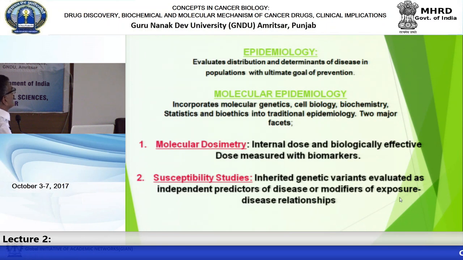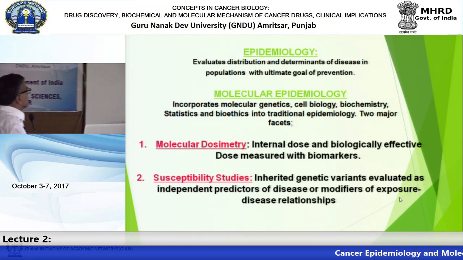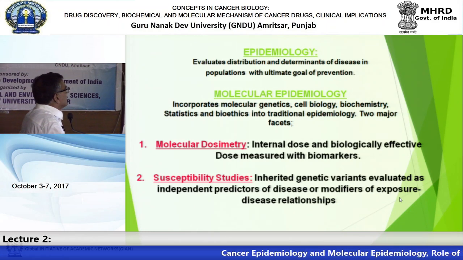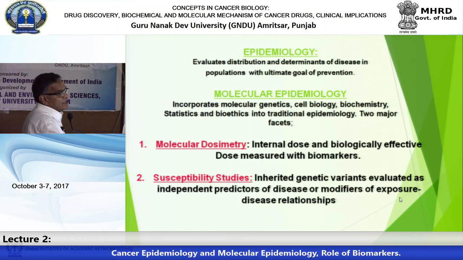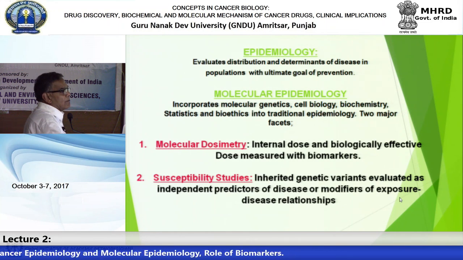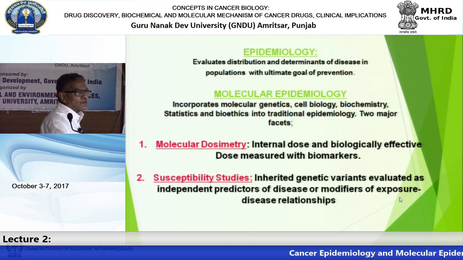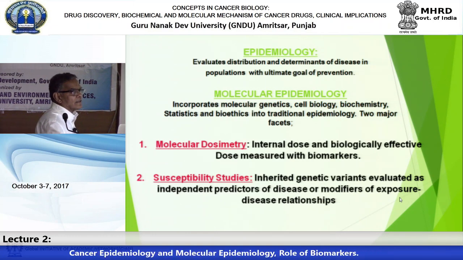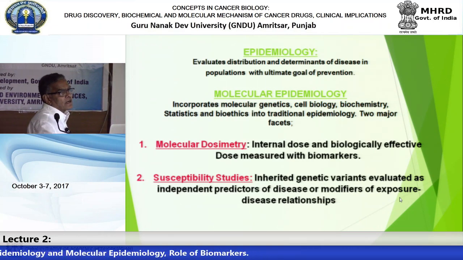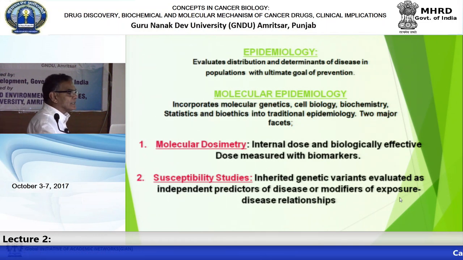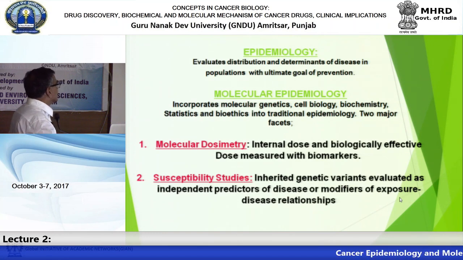So epidemiology evaluates the distribution and determinants of disease in a population with the ultimate goal of prevention. Obviously, the reason epidemiology is done in the cancer field is to prevent disease. If you find the etiological cause, then you can try to eliminate that. If you find the event that prevents cancer, then you have a compound or a product, a natural product or whatever it is, that suppresses cancer.